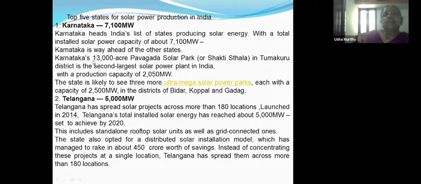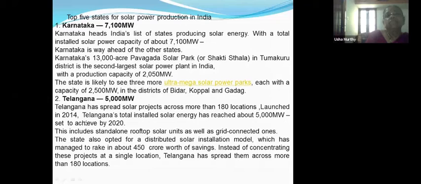Of course, Karnataka's 13,000 acre Pavagada solar park, called Shakti Sthala, in Tumkur district, is the second largest solar power plant in India with a production capacity of 2050 megawatts. And this state is likely to set up 3 more solar units with a capacity of about 2,500 megawatts in the districts of Bidar, Koppal and Gadag.